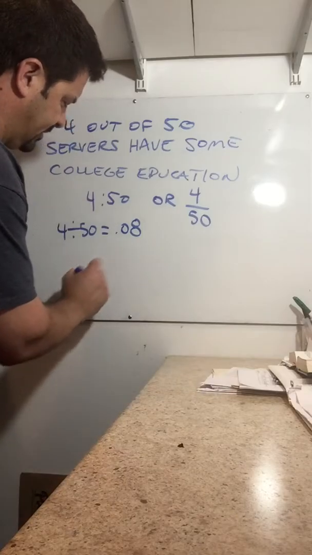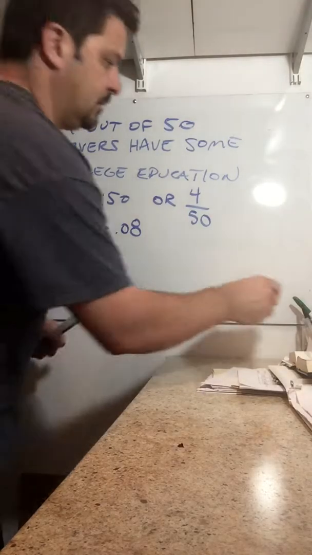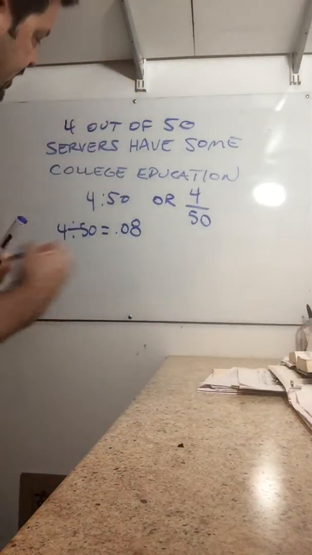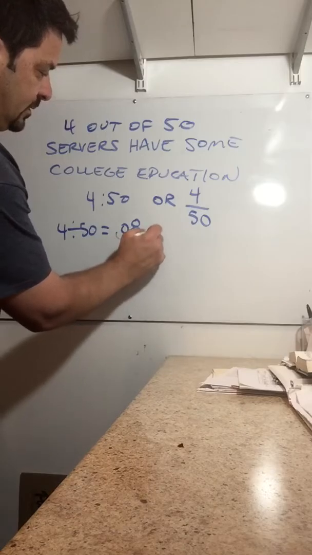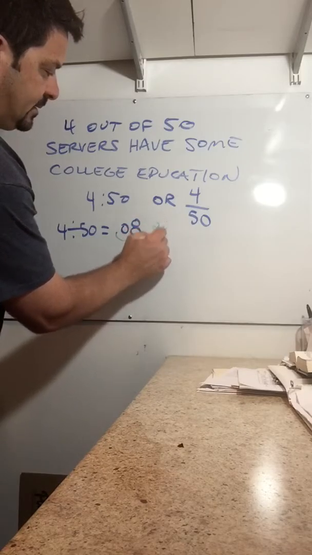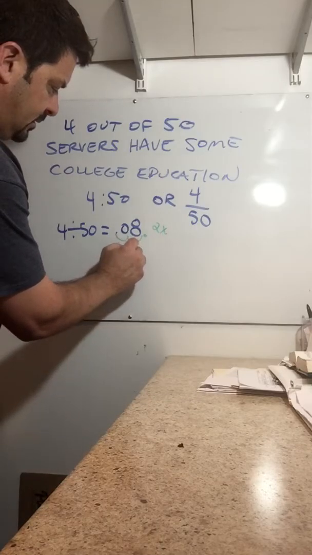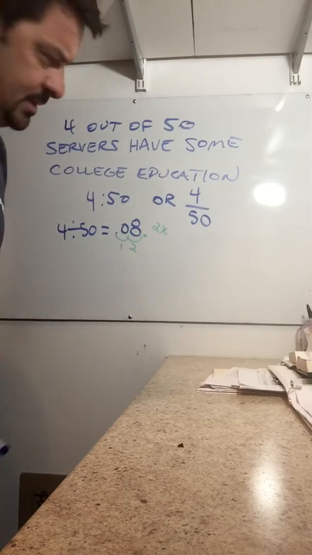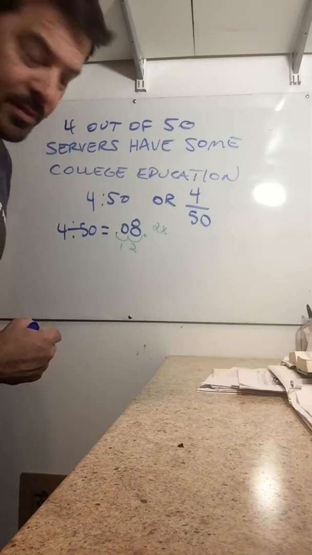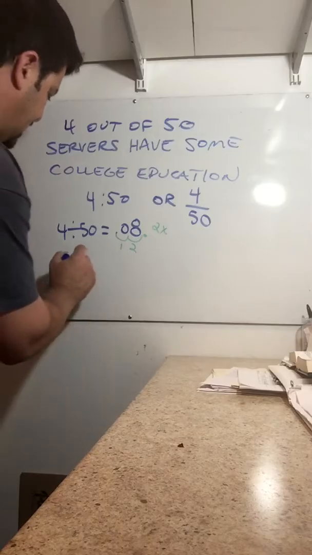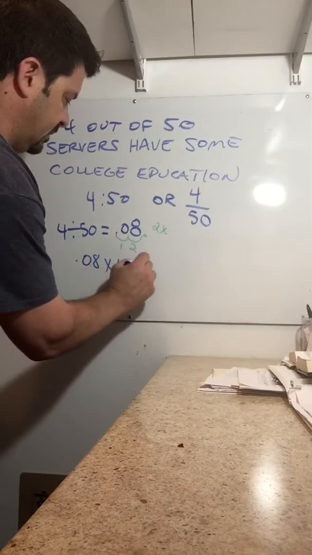Once we have this number, we can do two things. There's a couple methods here. We can move the decimal place over twice. Okay, 1, 2, 2 places. Or one other method would be just to say 0.08 times 100.